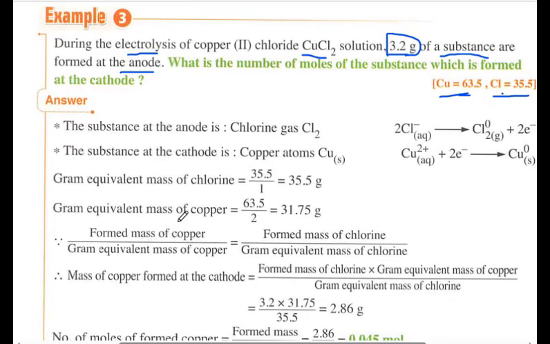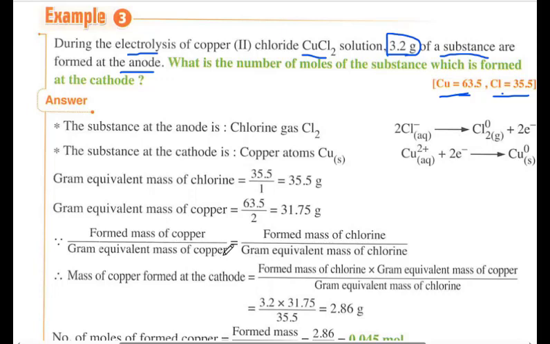The formed mass of the first substance over its equivalent mass equals the formed mass of the second substance over the equivalent mass of the second substance. This is a direct relationship, so this is a direct substitution in the relation. So the formed mass of copper is required to be calculated.